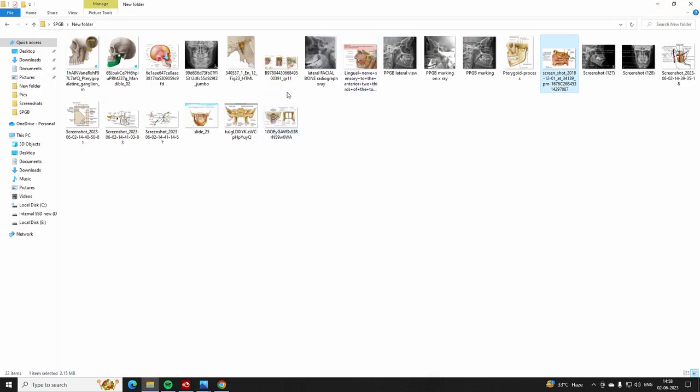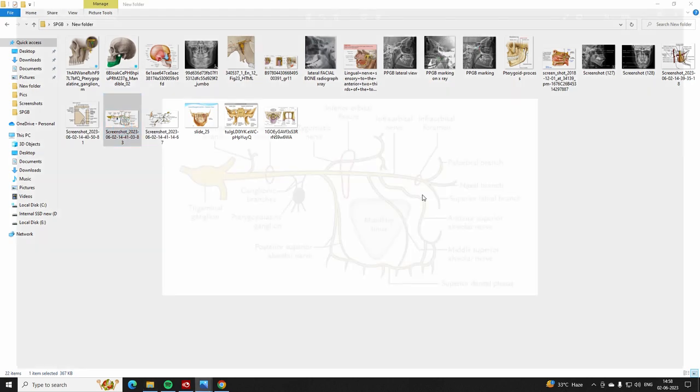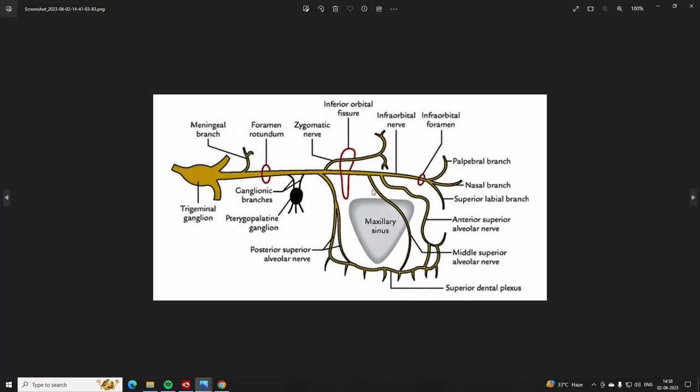Now, I will give you a little of the anatomy of what I was telling you here. See how the maxillary nerve is coming from the trigeminal ganglion. This upper part is V1, this is V2, and this is V3. V3 is coming down, so here you will get the foramen ovale. And this is going through the foramen rotundum.